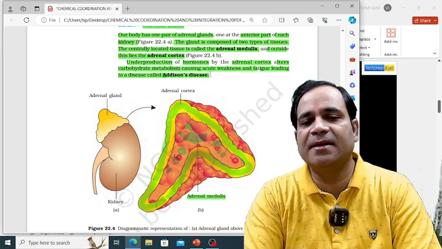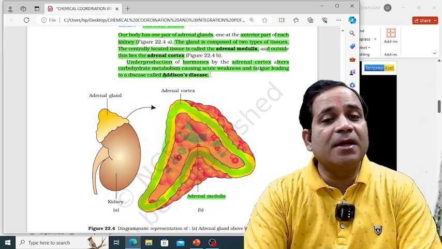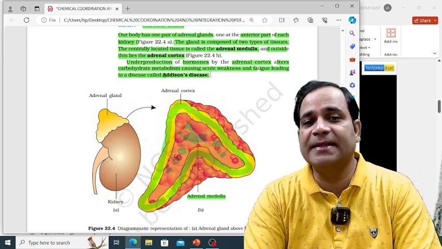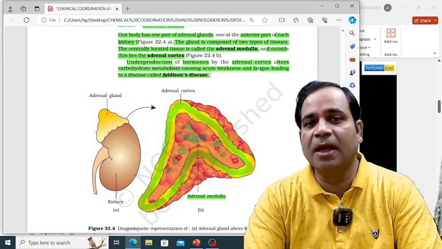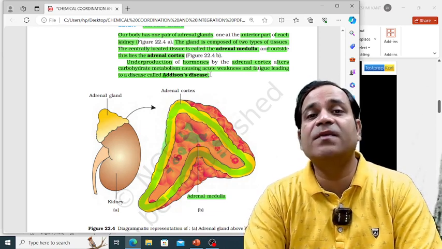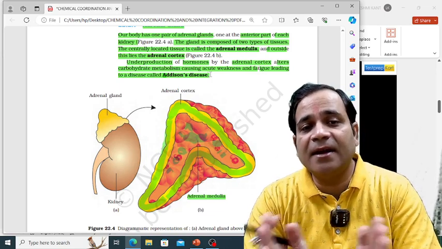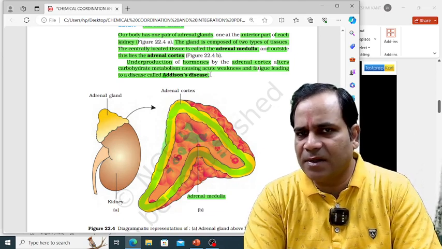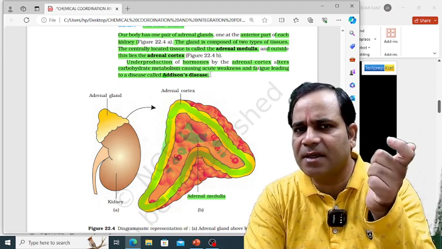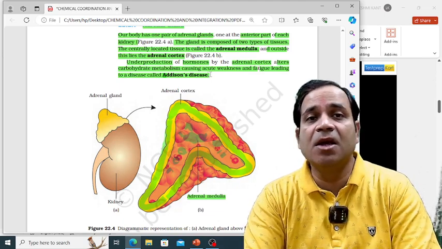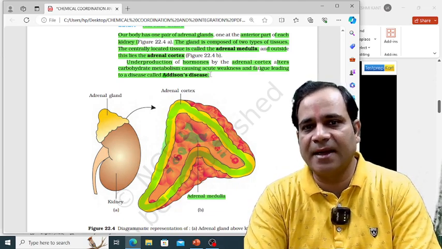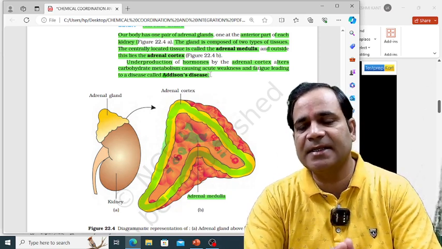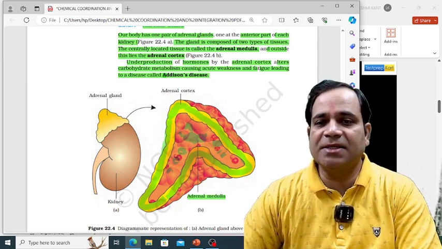I am going to repeat here. Listen carefully. Underproduction of which hormone? The less production of the cortisone hormone, which is produced from where? Adrenal cortex. If there is underproduction of this hormone by the adrenal cortex, it alters carbohydrate metabolism, a change in carbohydrate metabolism, causing acute weakness and fatigue, leading to a disease known as Addison disease.